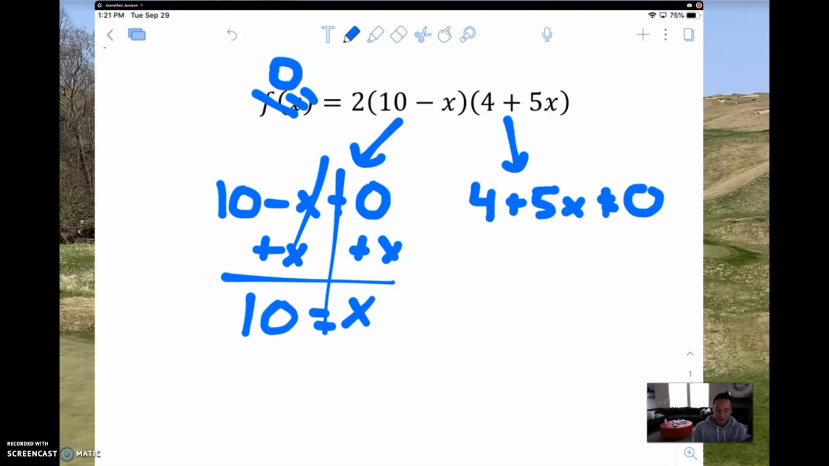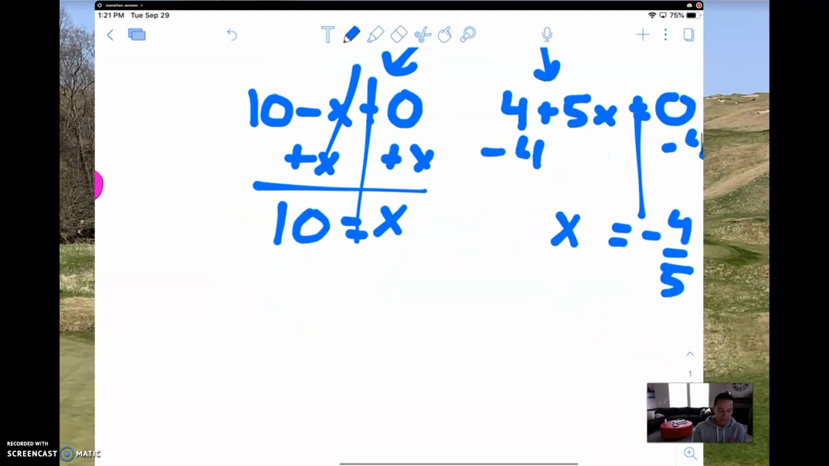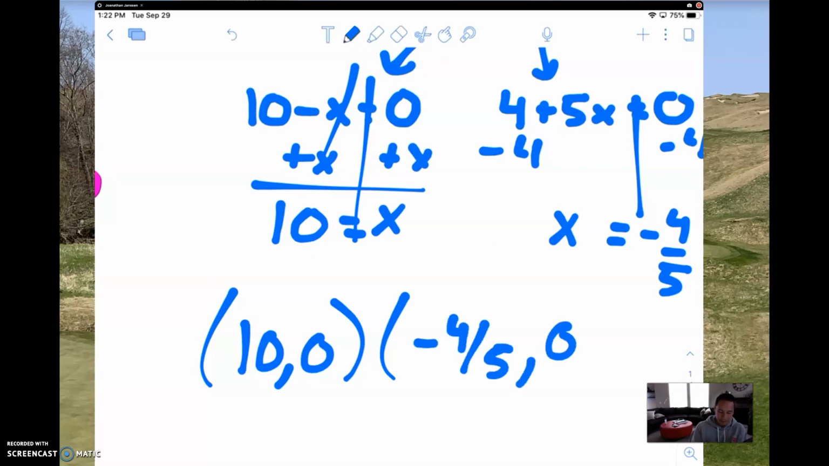And on the right side, I would subtract 4 from both sides, and then I'd divide by 5 on both sides. Sorry, I'm kind of skipping steps, but we get x equals -4/5. And those are going to be your two x-intercepts. So it would be (10, 0) and it would be at (-4/5, 0).